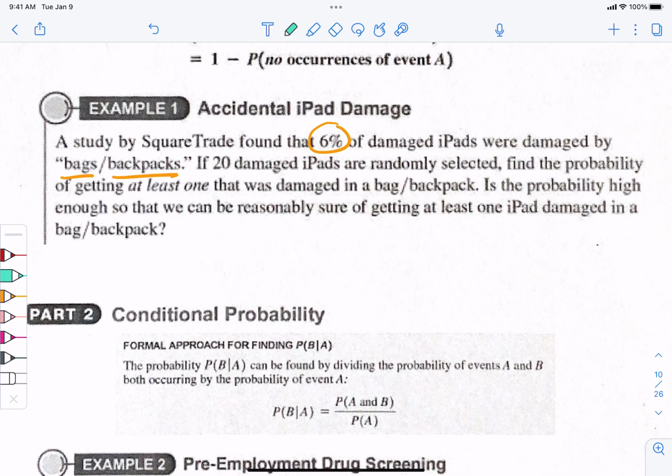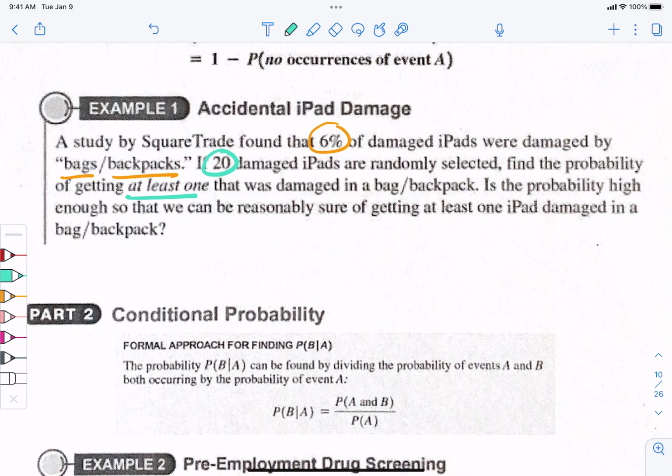Here you go. If 20 damaged iPads are randomly selected, this is going to be confusing, you gotta listen. Shh, quit. Put it down. I'm not gonna ask you again. Shush. 20 damaged iPads are randomly selected. Find the probability of getting at least one that was damaged by a backpack.